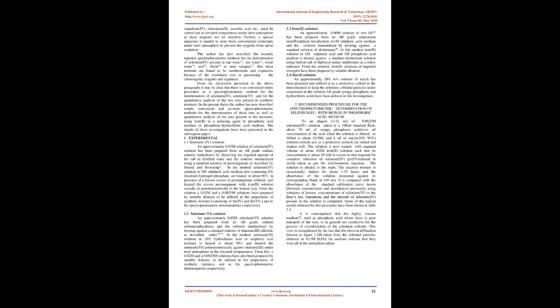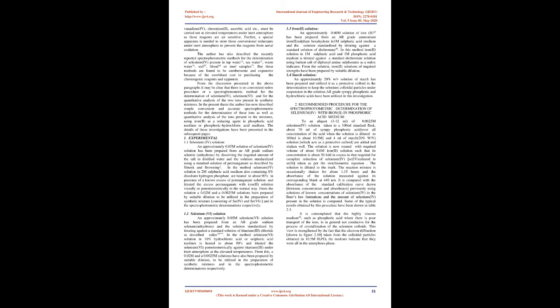In the method, selenium(IV) solution in 2 M sulfuric acid medium, also containing 8% disodium hydrogen phosphate, is heated to about 90 °C in the presence of a known excess of permanganate solution, and the excess permanganate is titrated with iron(II) solution, visually or potentiometrically in the normal way. From the solution a 0.02 M and a 0.0025 M solution have been prepared by suitable dilution, to be utilized in the preparation of synthetic mixtures consisting of Se(IV) and Se(VI) and in the spectrophotometric determinations respectively.